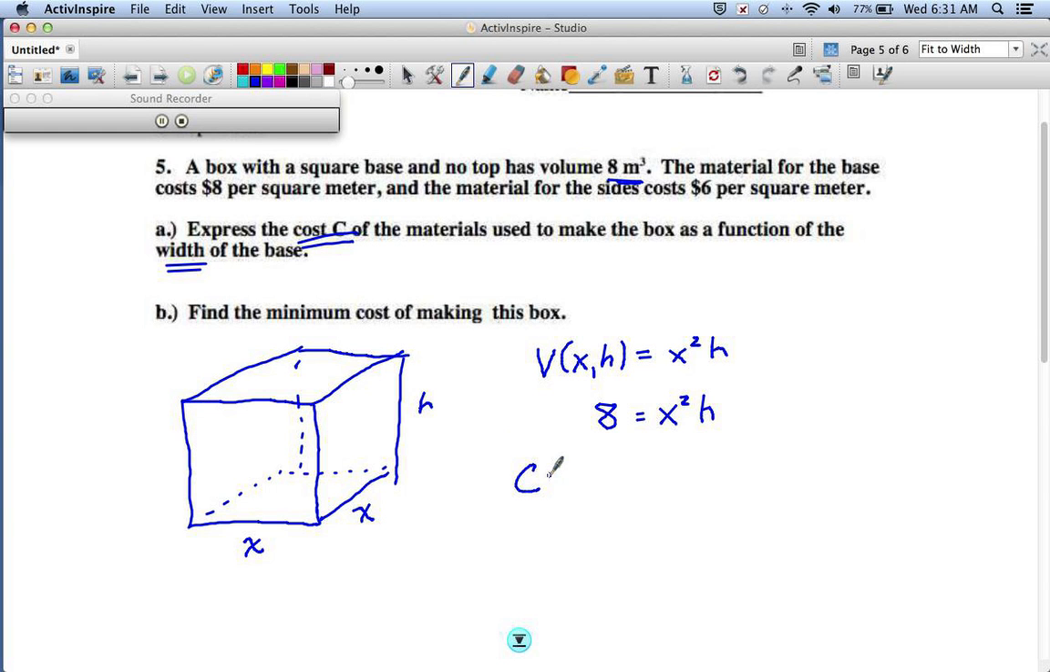So my cost equation, we'll put our variables in a minute here. Our cost equation is $8 for the base plus $6 for each of the 4 walls or sides. Now this is a function of x and h, and that's a problem. We want this as a function of just x, the width of the base. So very similar to problem number 1, you need to finish, and instead of having volume in terms of x, we want cost and only cost in terms of x and only x.